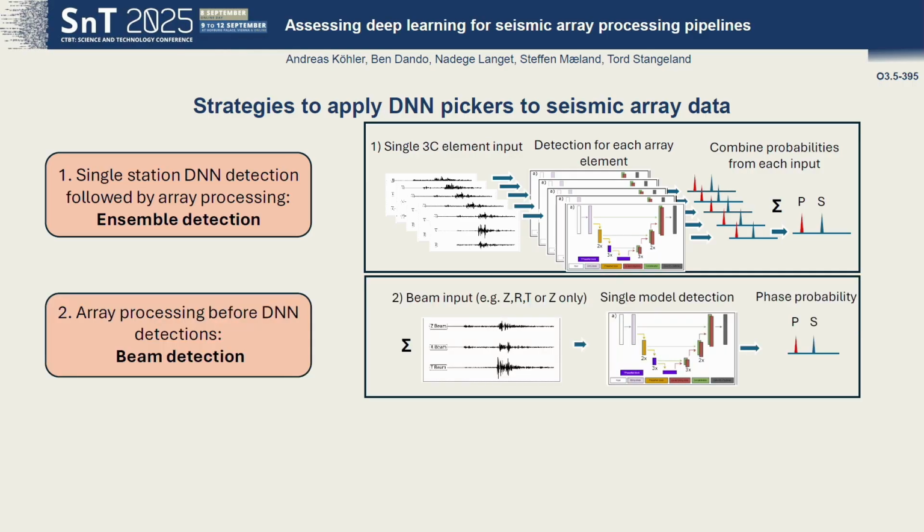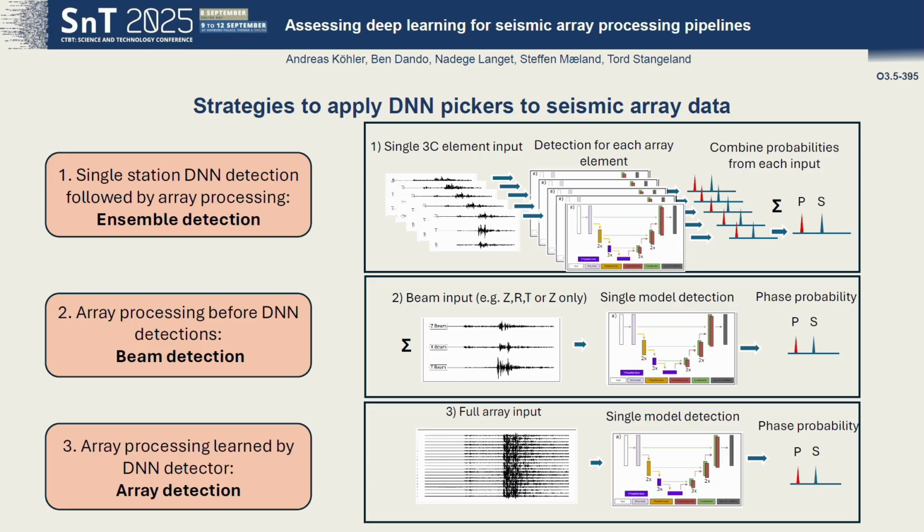The second approach is to train the neural network picker directly on beams. So you create the beams from three-component data or vertical component data, and then do the phase picking on the beams. And finally, the third approach, which we call the array detection approach, is basically where you feed the whole waveform of all array elements into the network to do the detection. So the array processing is done at different steps for these three approaches. For the first one, it's done as a post-processing. For the second one, the beam detection approach, it is done as a pre-processing to create the beams.